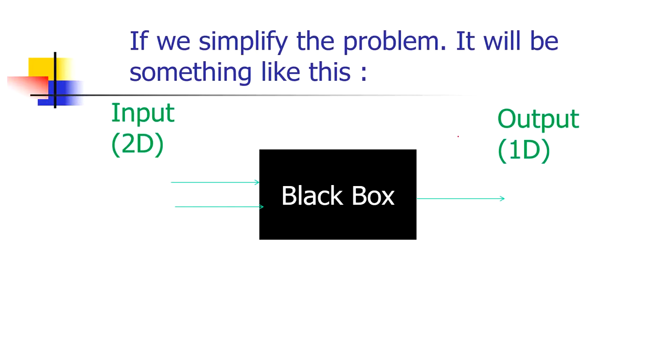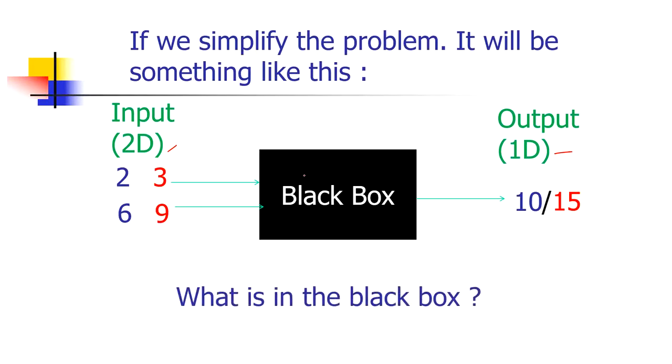Let's say in this case we have just 2 dimensions of input and one dimension of output. For the first sample, the input will be 2, 6, and then the output will be 10. For the second sample, the input will be 3, 9, and then the output will be 15. The issue is what will be inside of this black box, which remains unknown.